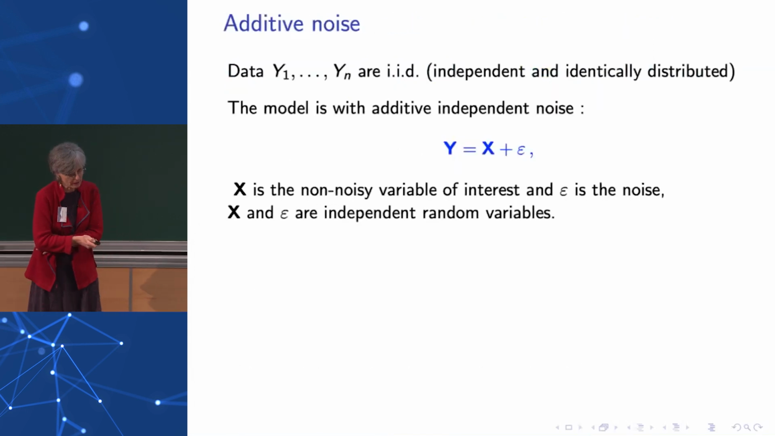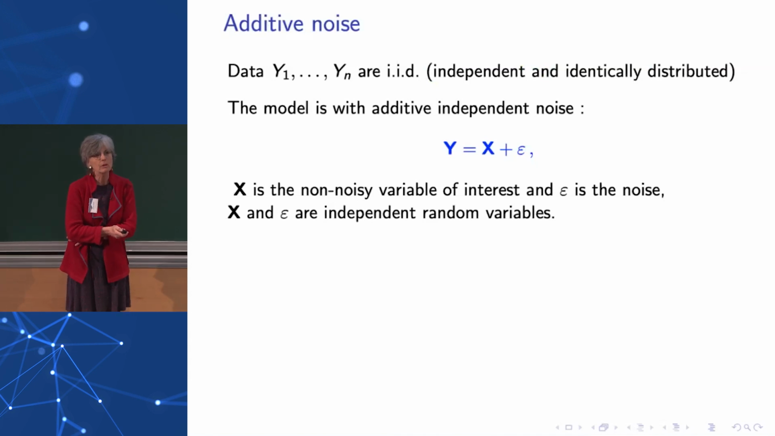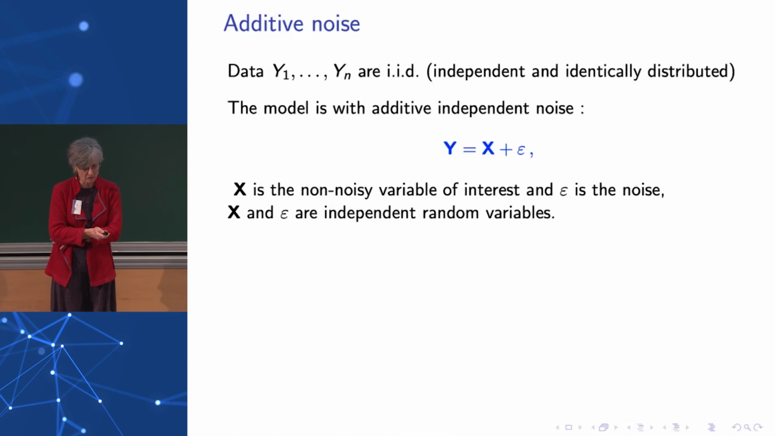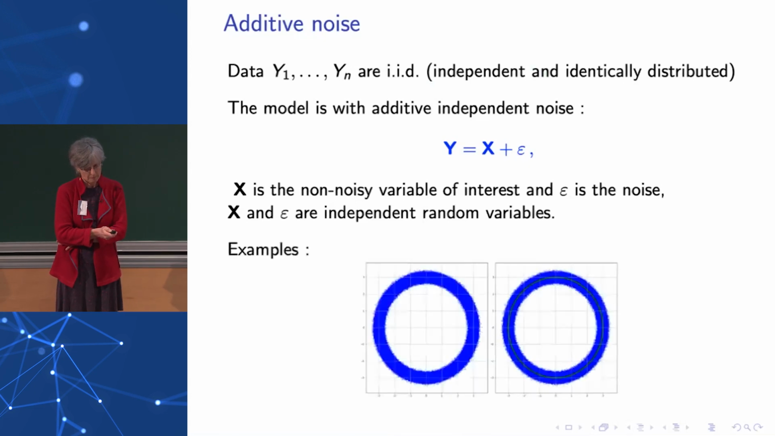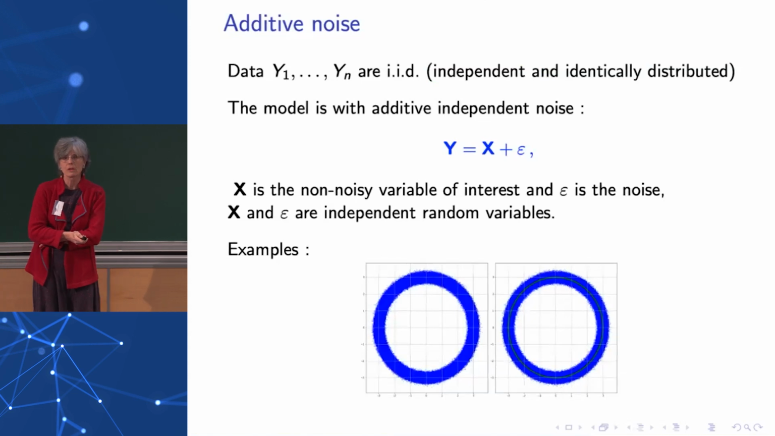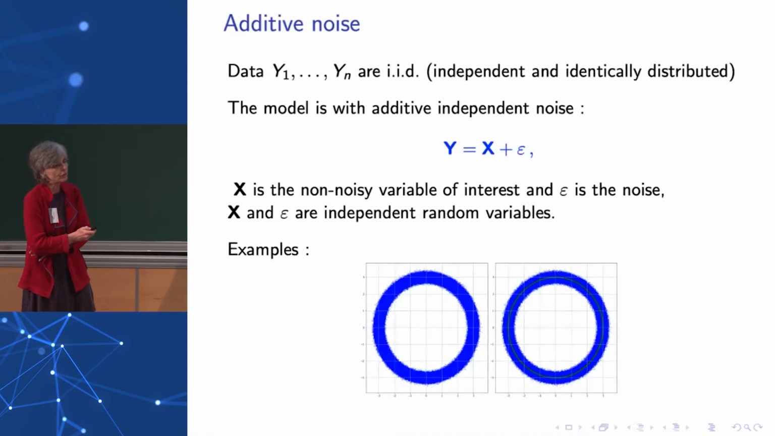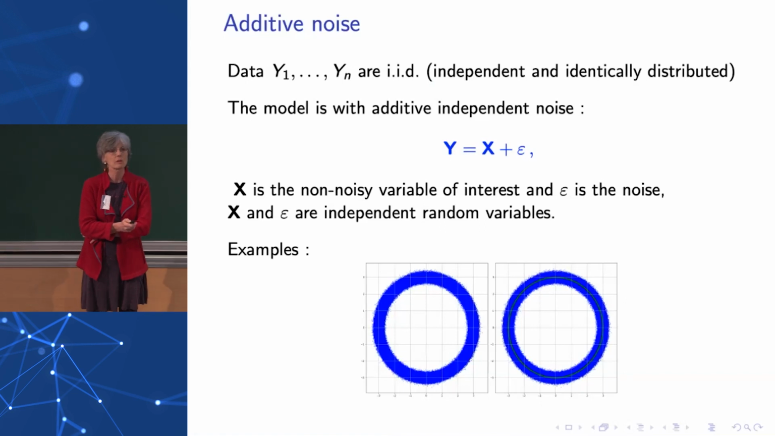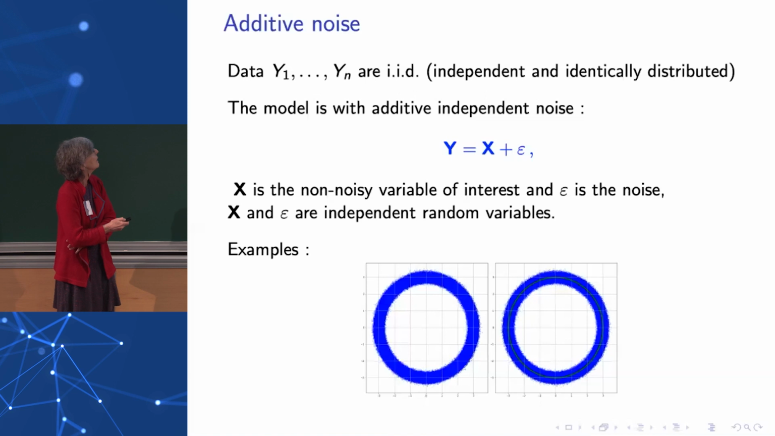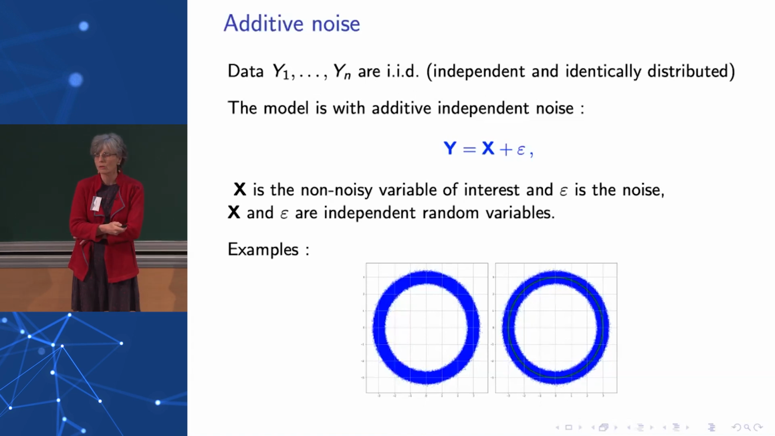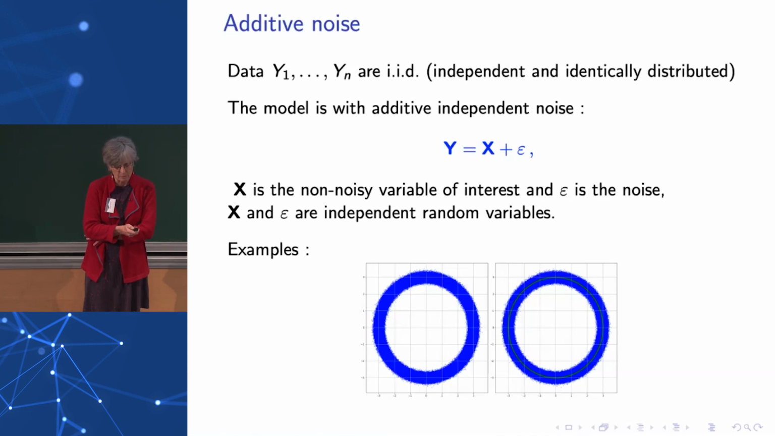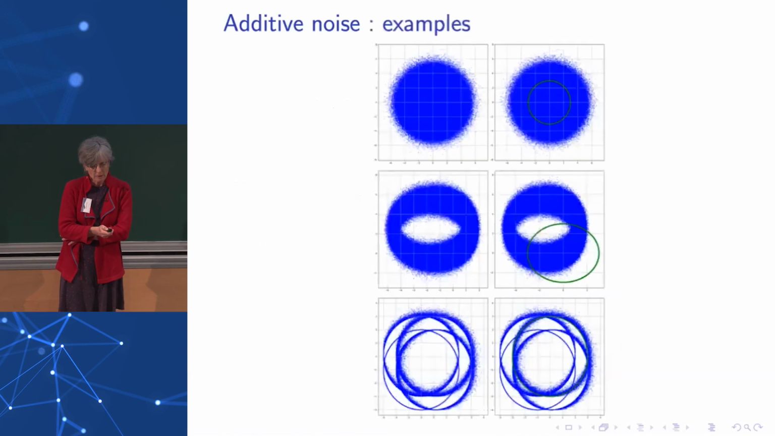So the model will be the following. The observations are corrupted versions of a signal X, and the corruption is with additive noise, which is independent of the signal X I'm interested in. So some examples, some figures. Here I will show figures where the hidden structure is a circle. Here it can be a sphere. So this is a small standard Gaussian noise with the same variance in all directions. So it's not difficult here to recover the circle.